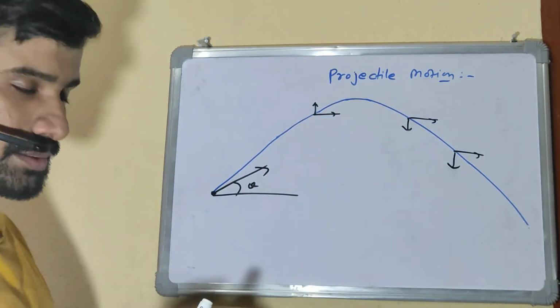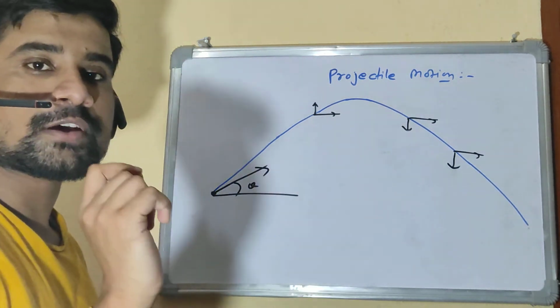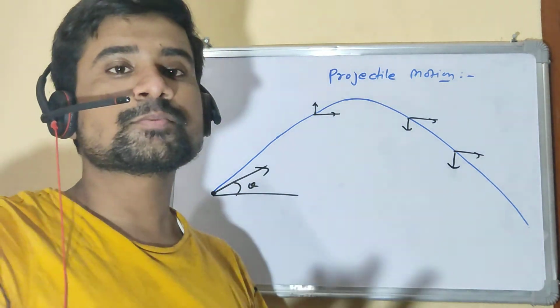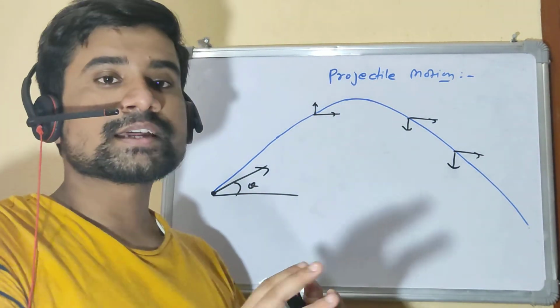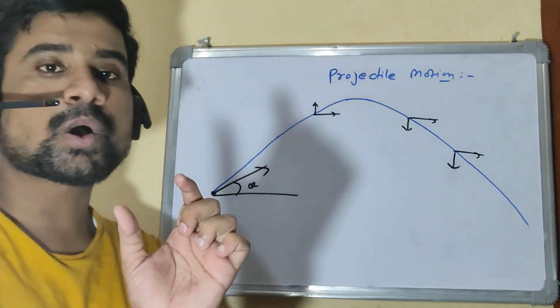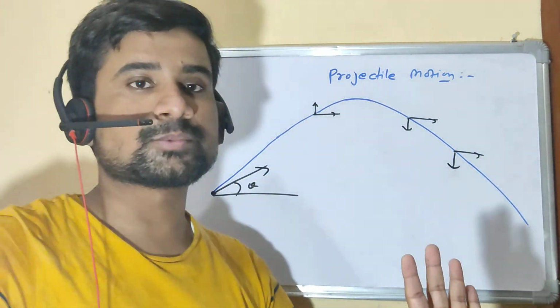So this is projectile motion. This point is the point of projection, from where you have thrown the object, and this angle is the angle of projection. The path it follows is called the trajectory of the projectile. The projectile is the object which you are throwing, and its motion is called projectile motion.